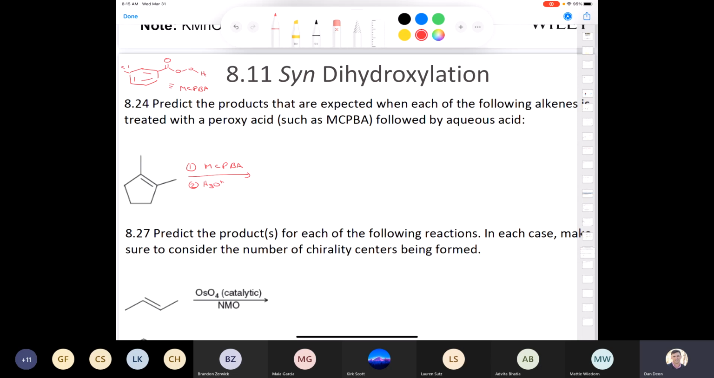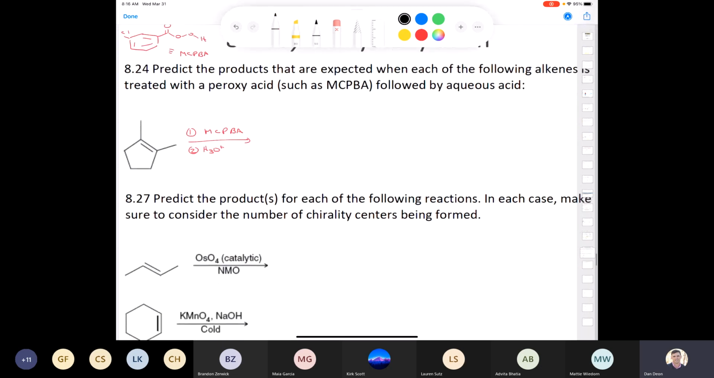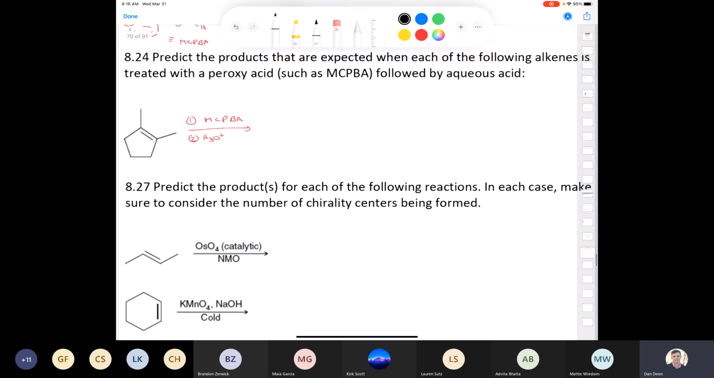Can anybody tell me what the result of this would be? Can anybody describe it? Would this be a syn-dihydroxylation or an anti-dihydroxylation? Maybe I should have titled this slide syn and anti-dihydroxylation. Could anybody tell me? Has anybody been studying or remember what we covered last class? Yeah, it's going to be an anti-dihydroxylation, isn't it?